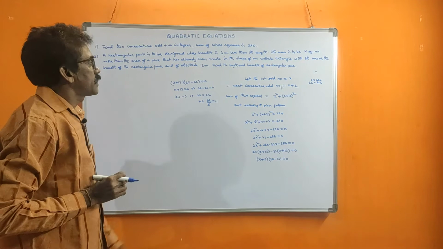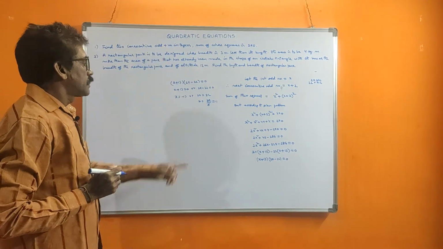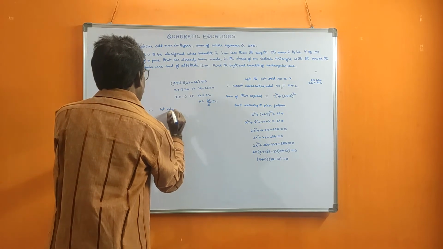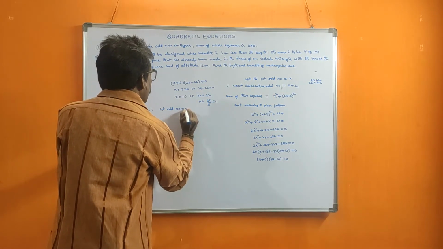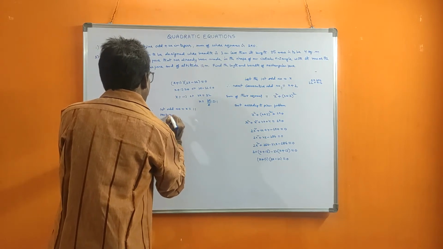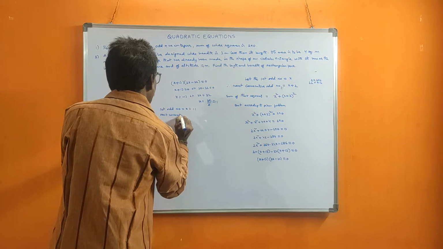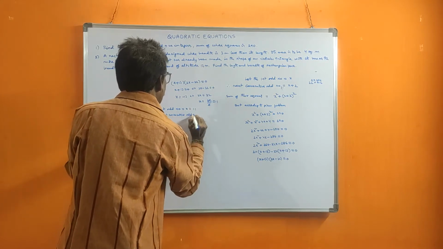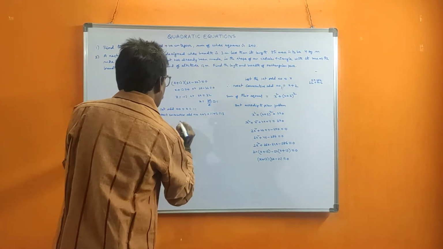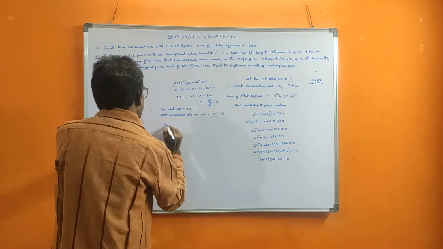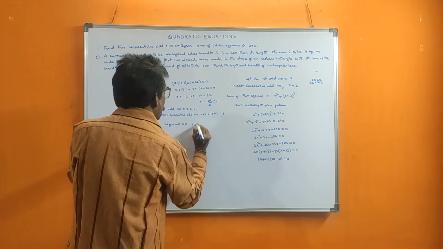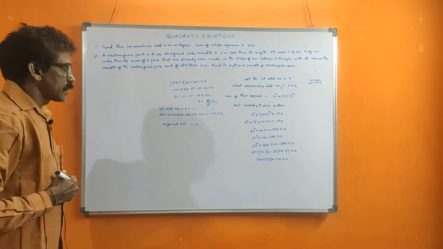Here we should not take the minus value. He asked only for positive integers, that's why 11. Therefore, the first odd number is x equal to 11. The next consecutive odd number is x plus 2, equal to 11 plus 2, equal to 13. Therefore, our required numbers are 11 comma 13. These are the required numbers.